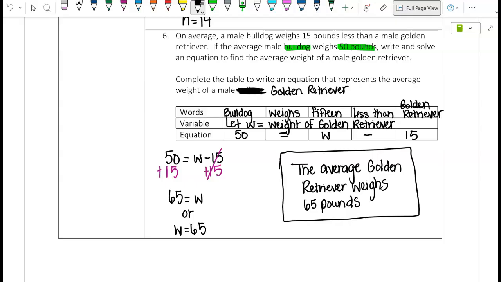Now, there is more to solving one-step equations, but we are just focusing on the adding and subtracting here. So we are going to stop this set of notes here.